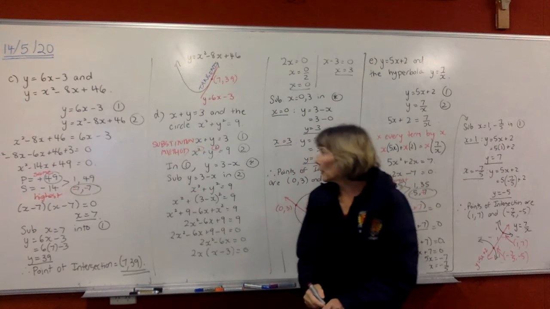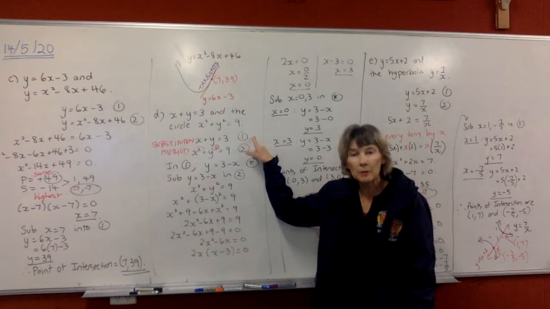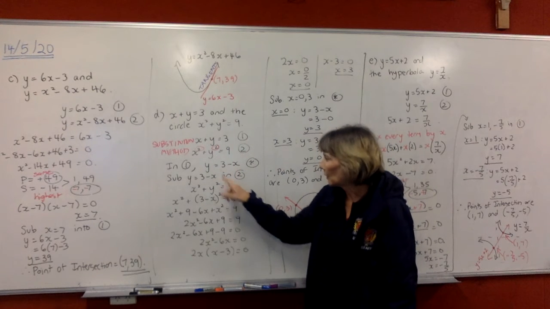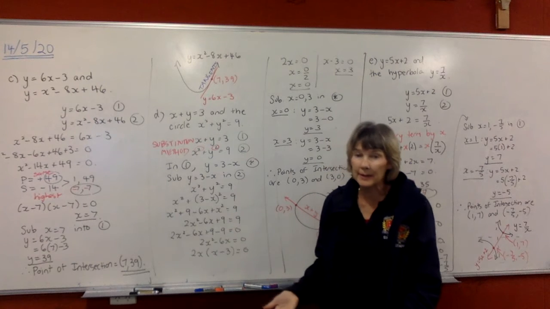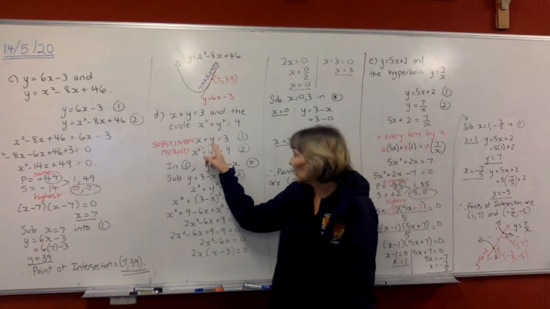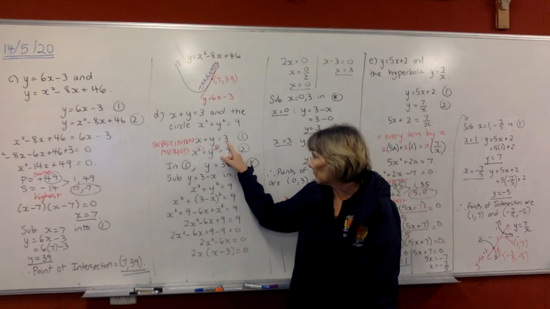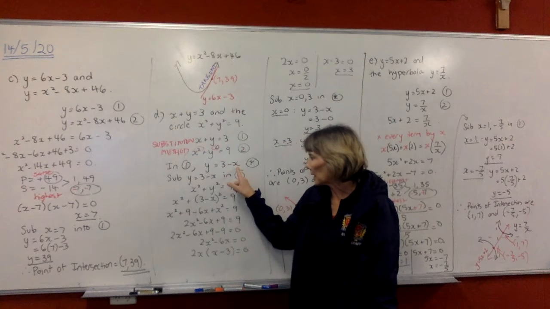Okay, so we're going to look at the easy equation, the one up the top here, and we're going to make one of those letters the subject of the equation. I've picked y, but you could have picked x, it didn't matter. So I'm going to get y isolated. I'm going to move the x to the other side, so it's now going to be 3 minus x.